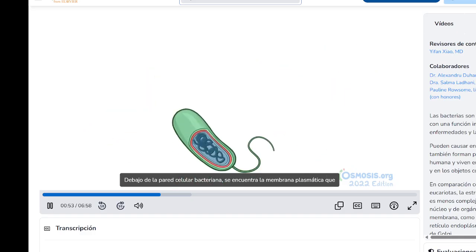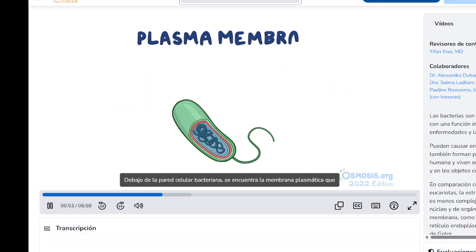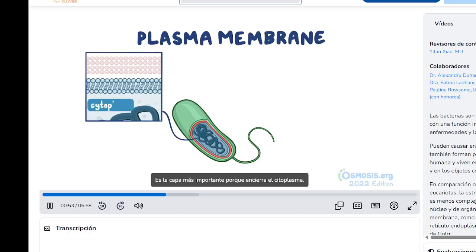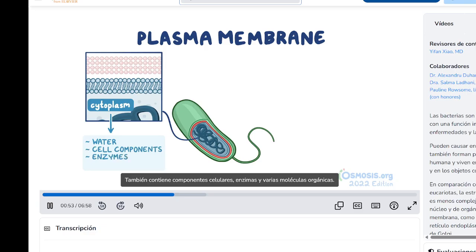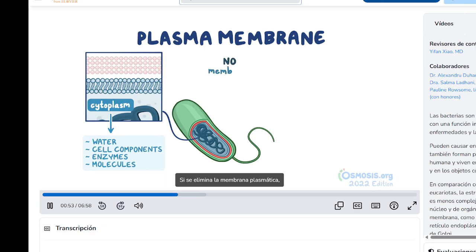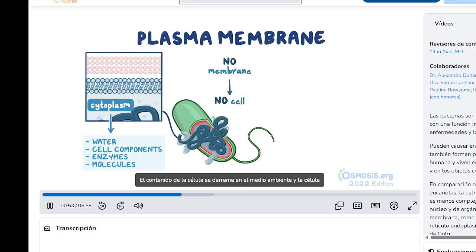Underneath the bacterial cell wall, there's the plasma membrane, which is the most important layer because it encloses the cytoplasm, which is a gel-like substance composed mainly of water that also contains cell components, enzymes, and various organic molecules. If the plasma membrane is removed, the cell's contents spill into the environment and the cell no longer exists.